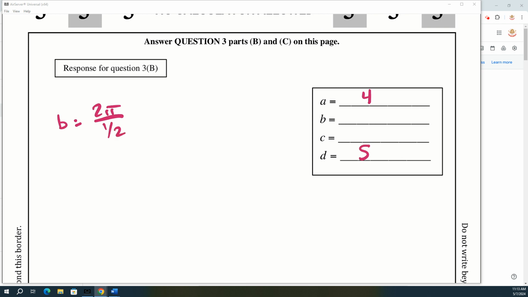How do you divide by 1/2? Oh, I really want y'all to know this. When you divide by 1/2, you're just multiplying by 2.